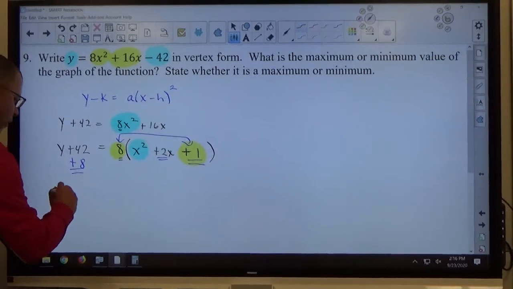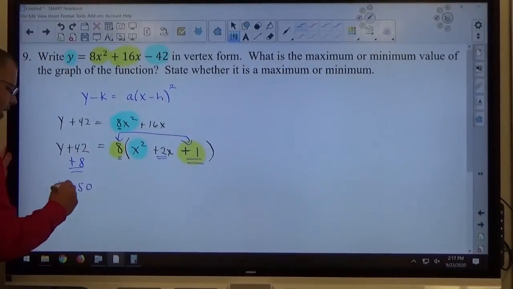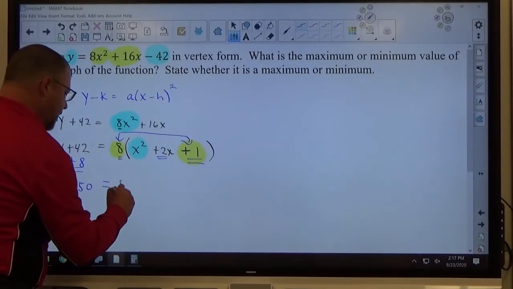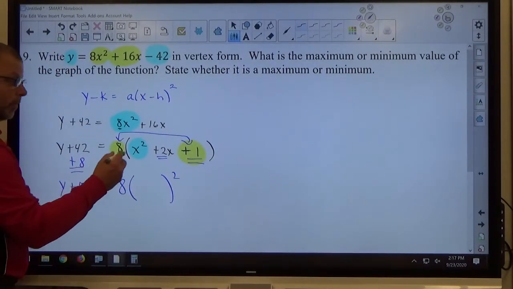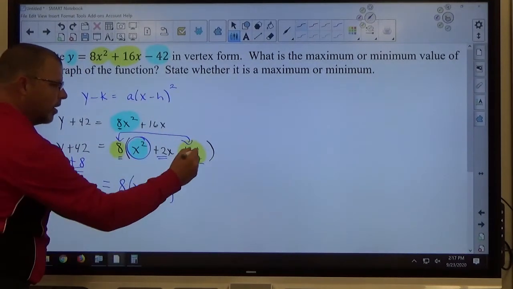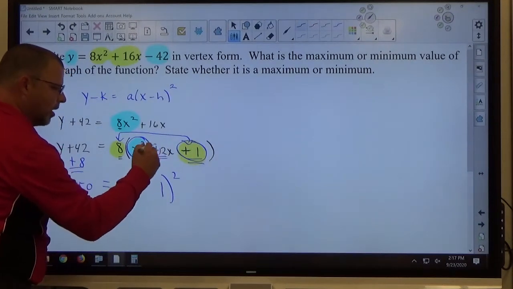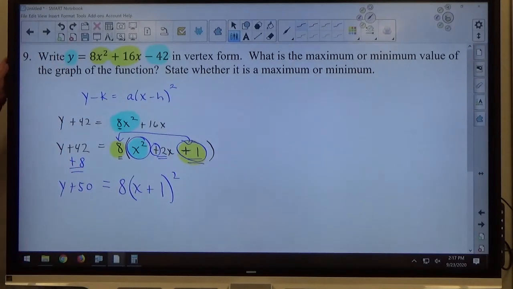So I've got y plus 50 now on this side, and I've got 8 parentheses squared, and now I'm just going to square root it just like I did the last problem. Square root of x squared is x, square root of 1 is 1, the sign of the middle term is plus. And there's my vertex form.